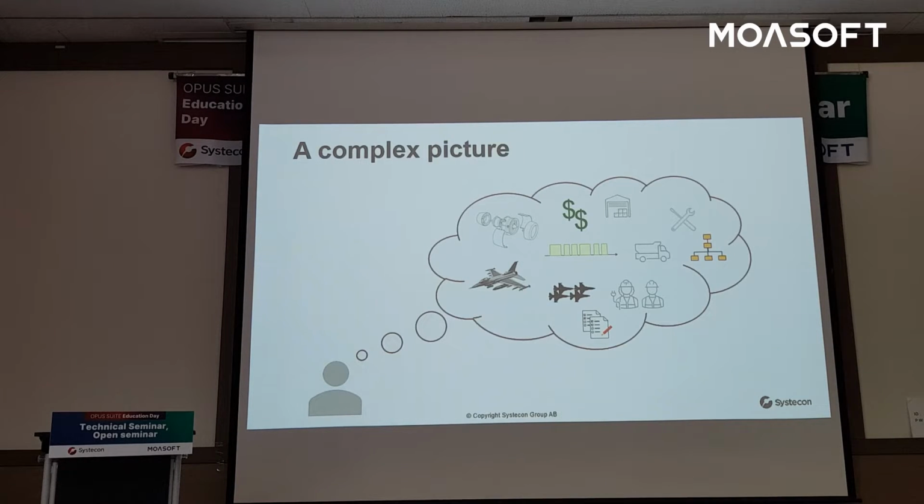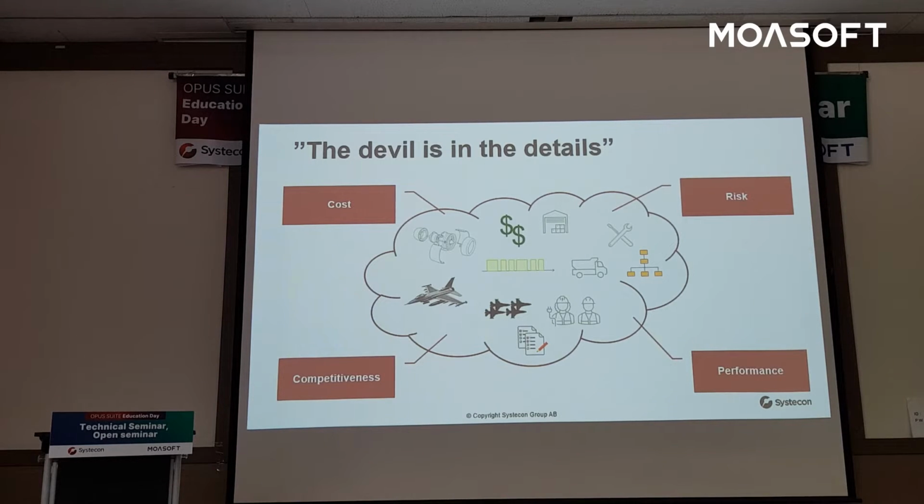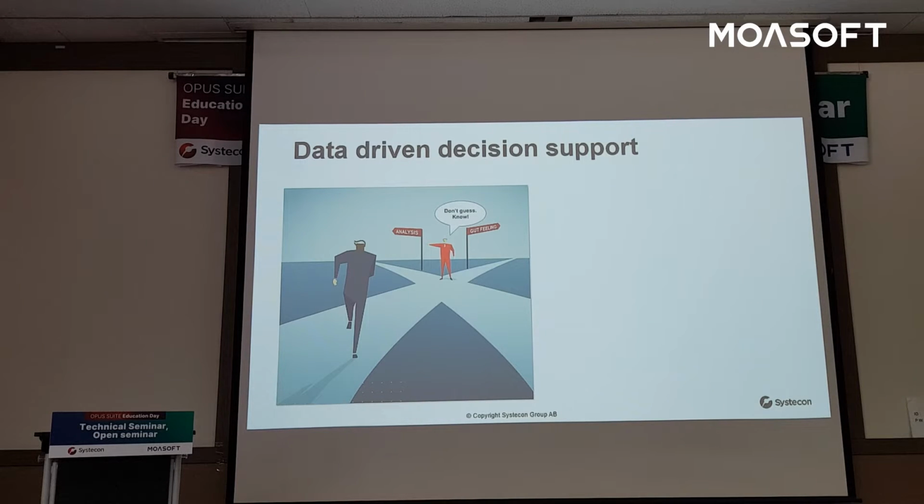But this is a quite complex picture, and there are so many things that can affect this. So, yeah, it's kind of hard to keep everything in the head. So that's why we need tools and so on. And of course, there are the details here, which is the challenge. So, understanding cost, risks, competitiveness. We're talking about different types of contracts and the performance in the end. And of course, we can't just guess. We can't just take a chance and say that, well, this is good, but we should do analysis in order to get the directions where to go.